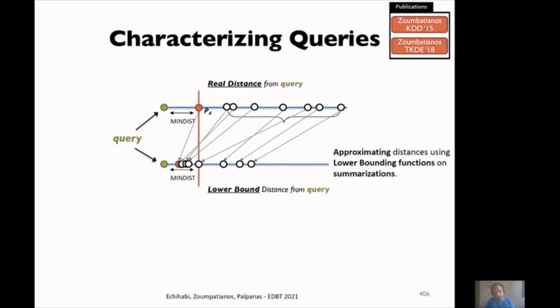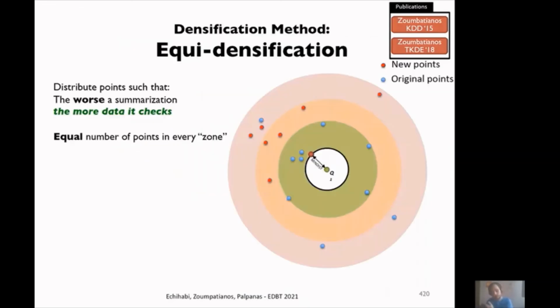Now, in order to be able to judge how good the summarization is, and essentially how good an index is, you need to have time series that spread the whole spectrum of close to far, so that the worse your summarization is, the more data that you need to fetch.